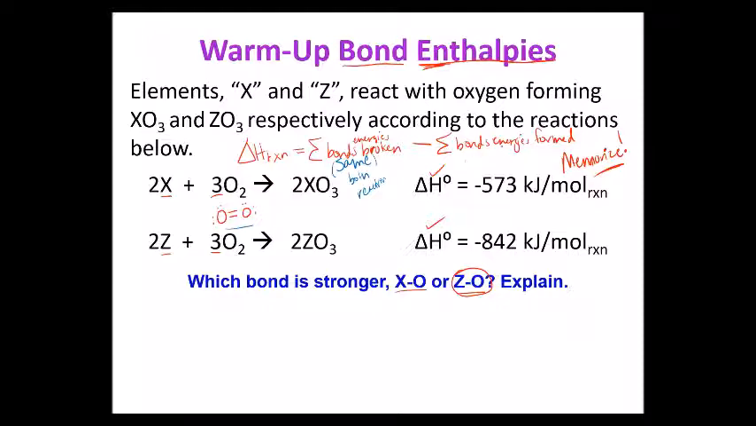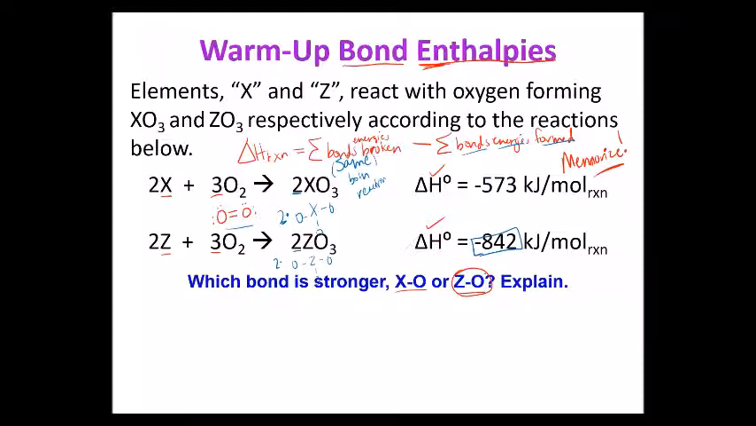Over here, though, bond energies formed. What's being formed? Well, this is going to be like X to O to O. So three of those, this would be Z to O to O, like so. And there's two times that because of the two here. So we'd have really six bonds for each that would be being formed there. So this part is not the same, okay?